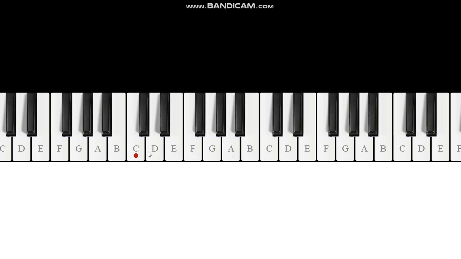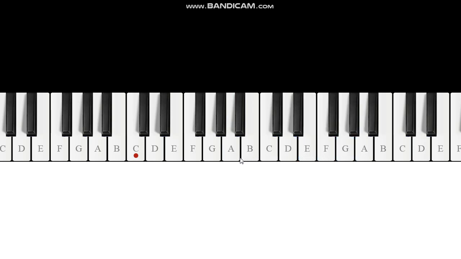Okay. Now, if we go A to A, we've already done that. That's minor. 1, 2, 3, 4, 5, 6, 7, 8. That's the minor scale. All right. The half steps are between 2 and 3 and 5 and 6. 1, 2, 3, 4, 5, 6, 7, 8.